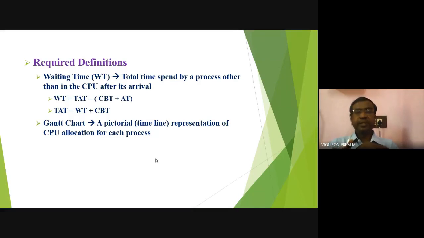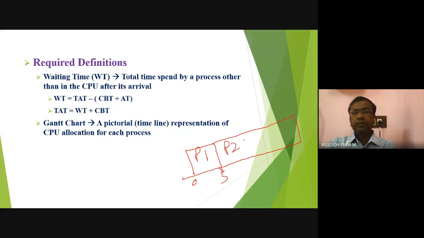Okay, timeline representation. One small example, let me show you. A Gantt chart will look like this: process P1, 0, 5, process P2, 10, process P3, 13, process P1, 15. So if you draw a diagram like this, what does it mean?